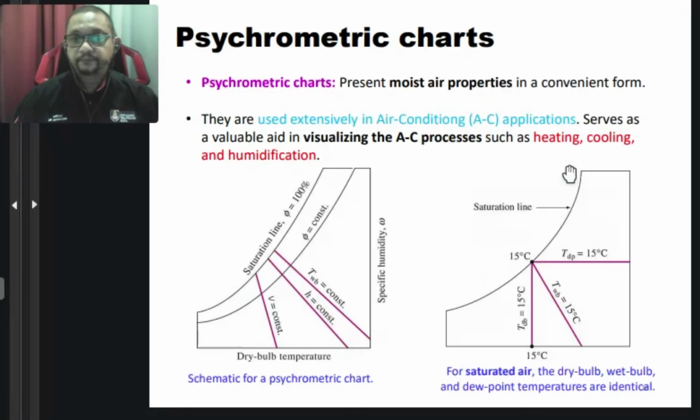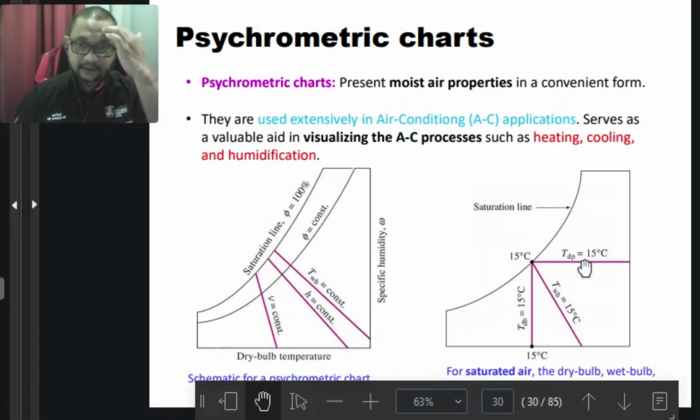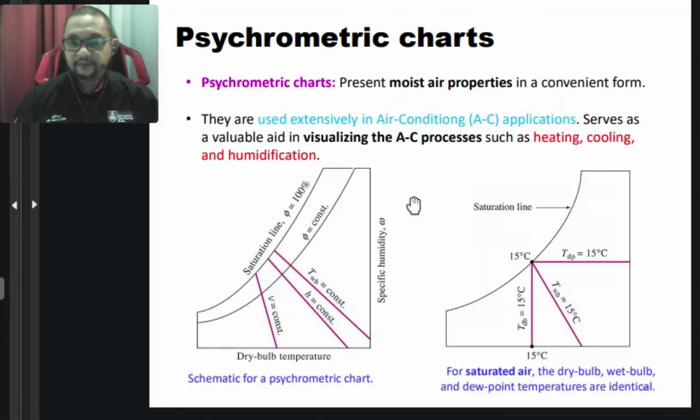Okay, now let's look at the psychrometric chart. The psychrometric chart is used to present moist air properties in a convenient form. So this is the general basic schematic of the psychrometric chart.